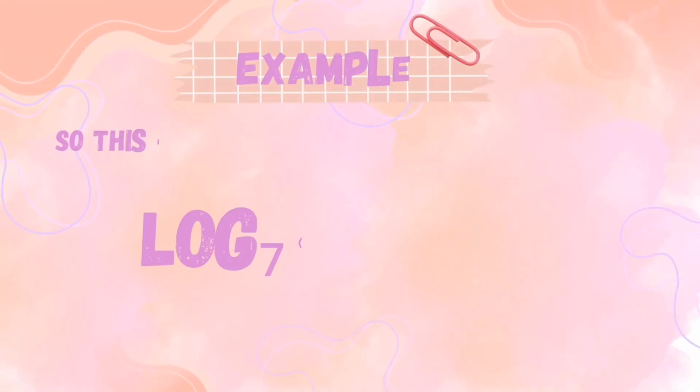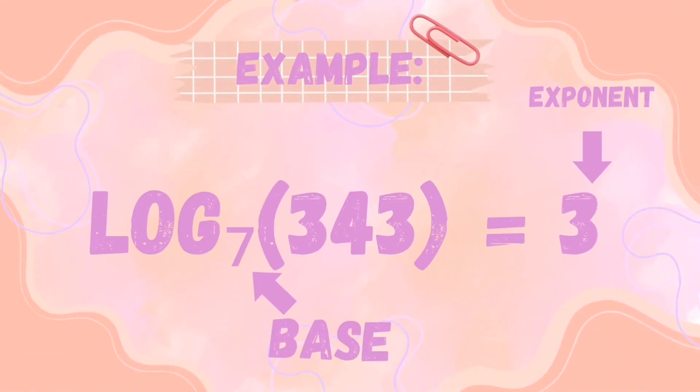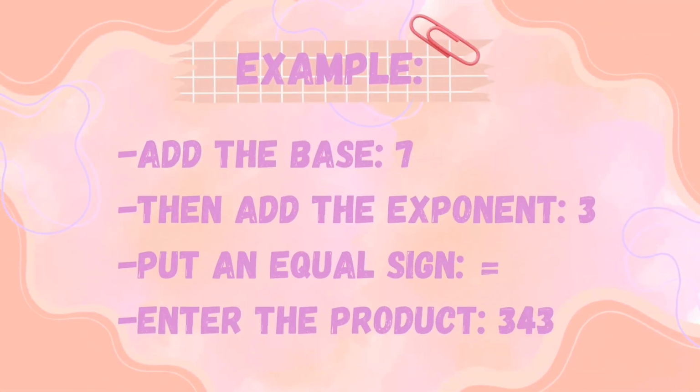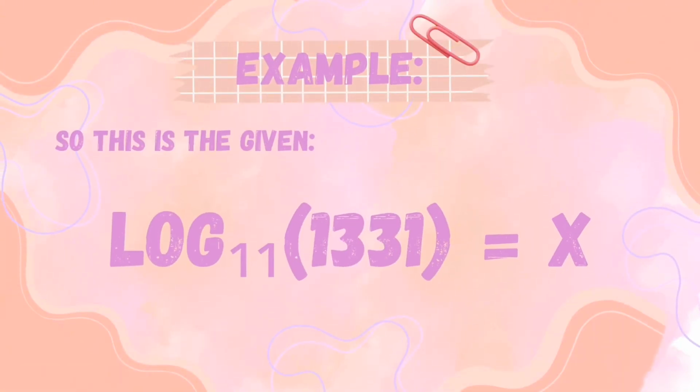For example number 1, the given equation is log base 7 of 343 equals 3, where the base is 7 and the exponent is 3. Next, here are the steps that we need to follow. The base is 7, then the exponent is 3, put an equal sign, enter the product, which is 343. Putting it all together, the answer is 7 to the power of 3 equals 343.